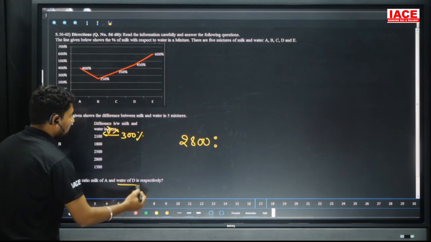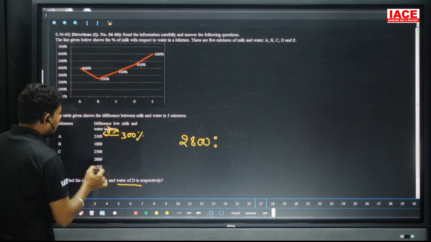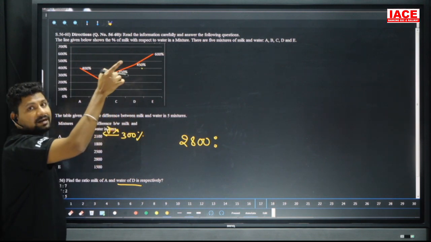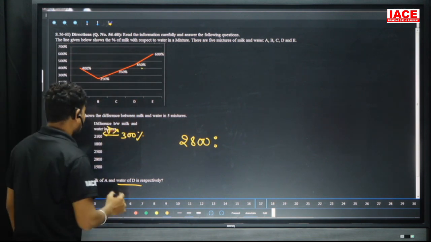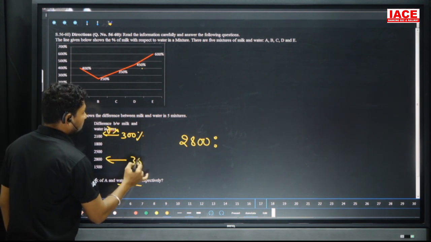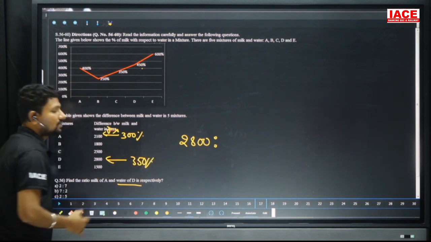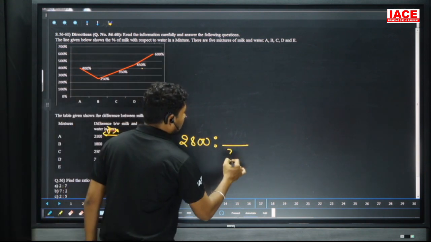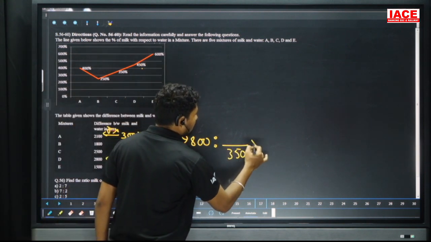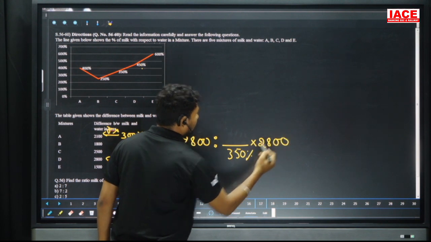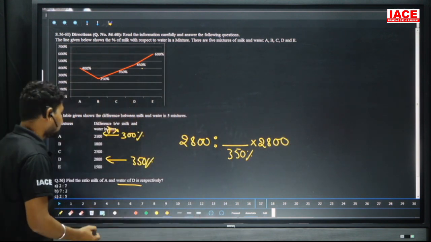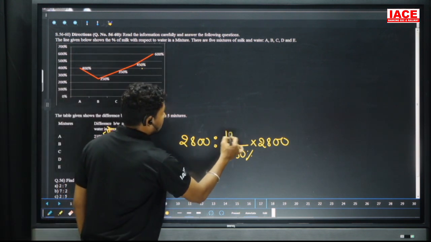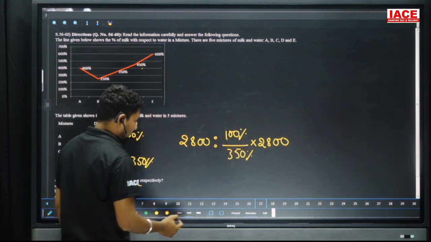And D water is required. So for D, the value is 2800. D is how much? 450. Water is 100 percent. The difference is how much percentage? 350 percent. 350 percent is equal to 2800. Either multiply with 14 also. But we need water. Water is how much percentage? 100 percent. And cancel the values to get an answer.